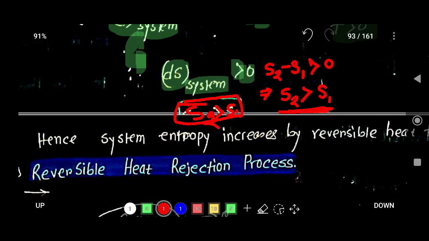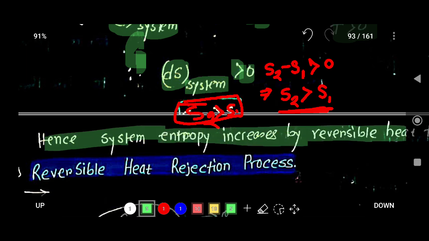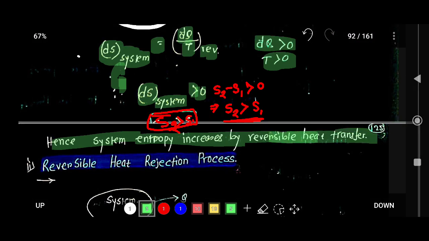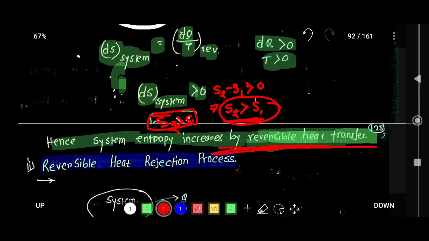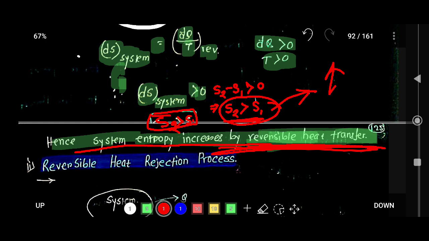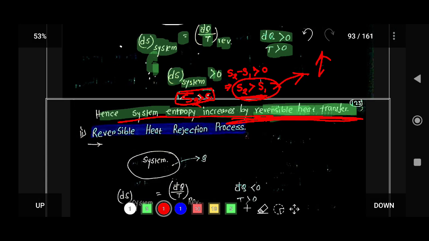So the system entropy increases in a reversible heat addition process, because S2, the entropy of state 2, is greater than S1, the entropy of state 1. Hence system entropy increases by a reversible heat transfer, or heat addition, process.